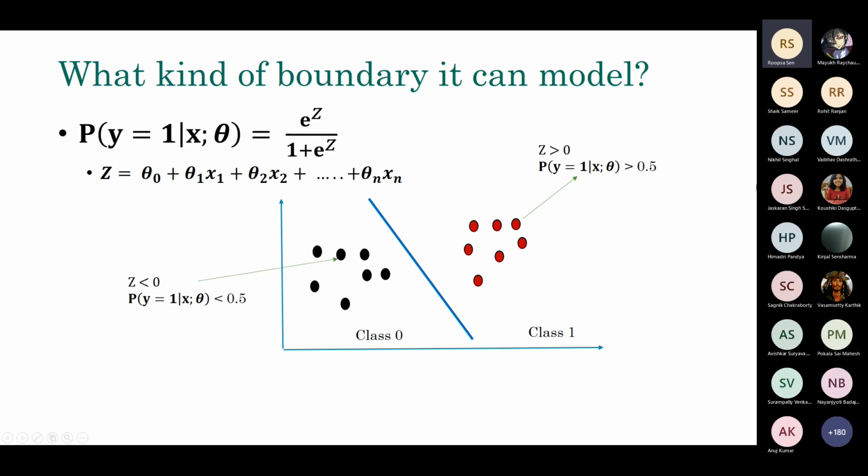Here I'm showing this one. Here the z is less than 0, so naturally you are going to get a probability value less than 0.5. So that is the physical interpretation of the logistic regression model.